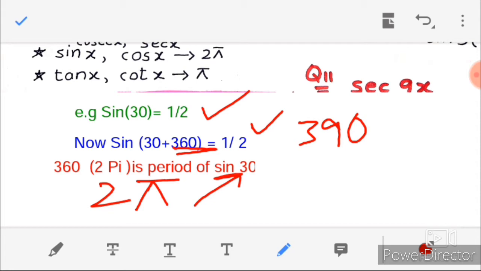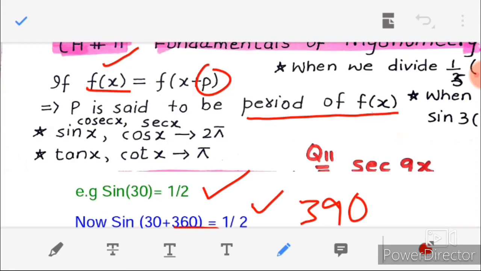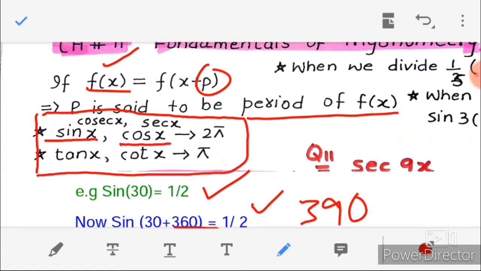So this is the simple concept, and the main point to remember in this exercise is this: sin and cos have the period of 2 pi, and tan theta and cot theta have the period of pi. Sin's reciprocal is cosecant, so it also has the period of 2 pi, and cos's reciprocal is secant, so it also has the period of 2 pi. So this is the main point to solve exercise 11.1.